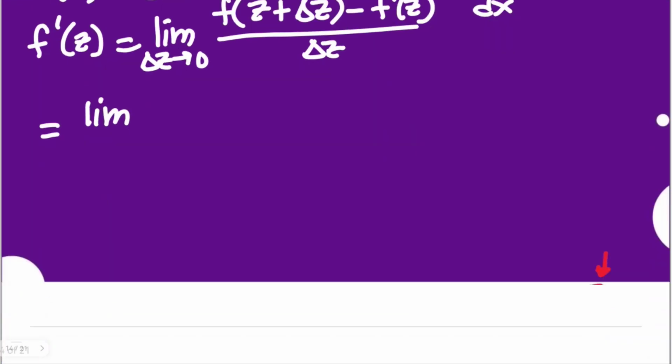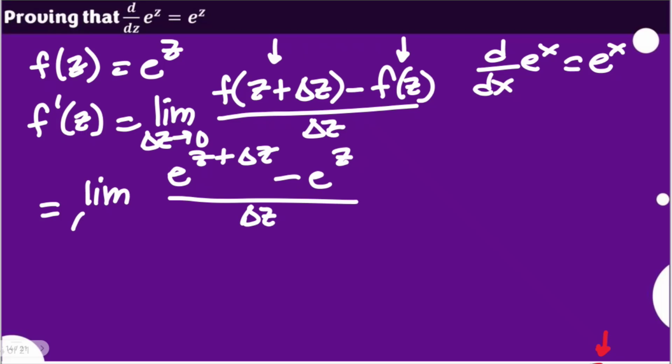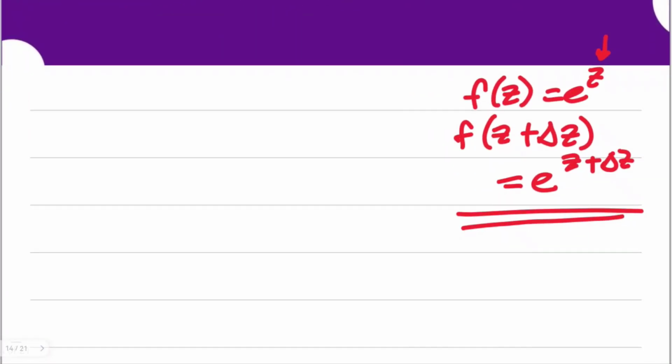This is equivalent to the limit. Our f of z plus delta z is this one here. So you have e to the power of z plus delta z minus your original function e to the power of z all over delta z as delta z approaches 0. Let's manipulate our numerator. Take note that the exponents are actually addition in nature, so we can use here the rule for multiplication law. This could be equivalent to e to the power of z times e to the power of delta z. That's the reverse operation of the multiplication law, because if we have the same base, you can add the exponents, right? That's why it looks like that.